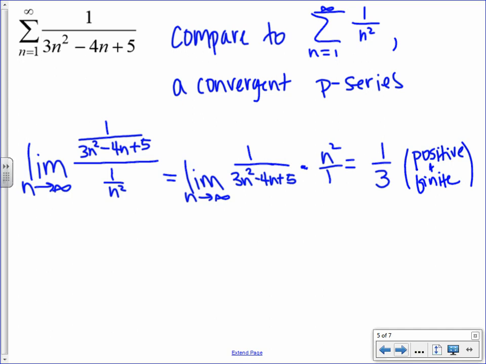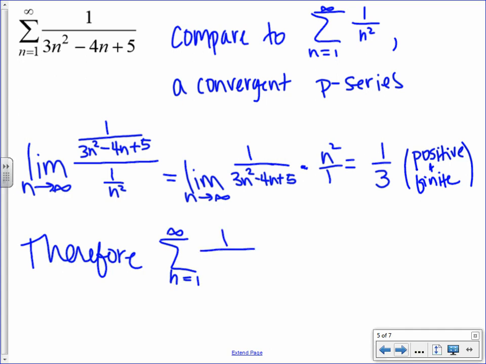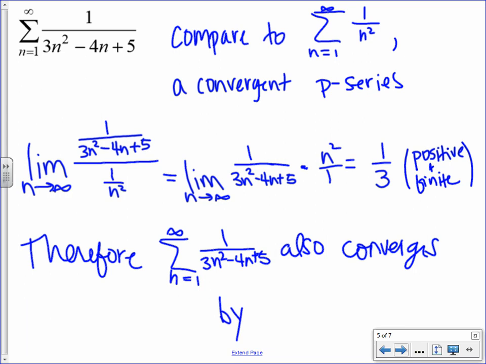It said it has to be a finite number, not a finite decimal. Okay? It might be. Therefore, our original series will follow suit. So it will also converge by, if you want to write LCT, that's fine. I'm going to write limit comparison.